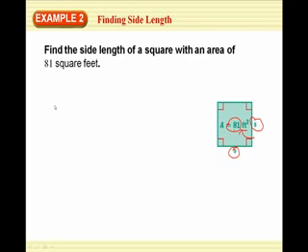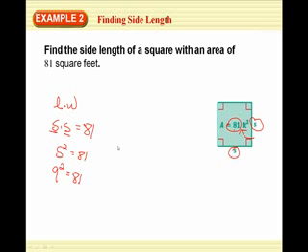Well, in a rectangle it's length times width. Well, in a square it's side times side. And the sides are the same. So what two numbers that are the same multiply together to make 81? Or in other words, what number squared is 81? And that's 9. 9 squared is 81. So the side length of this one would be 9 feet.